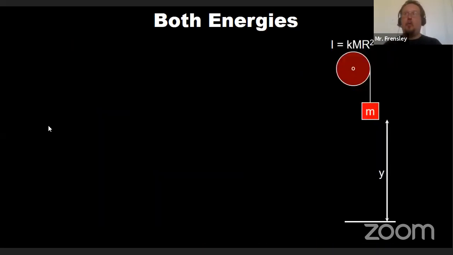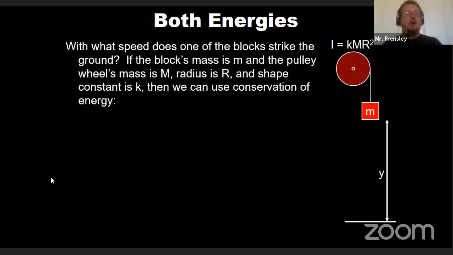Okay, so what if I wanted to solve for the speed? With what speed does the block strike the ground? So let's say that the block's mass is little m, and the pulley wheel is capital M, and it has a radius of r and it has a shape constant of k.